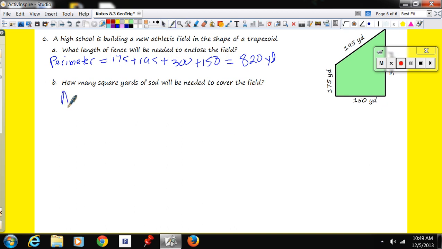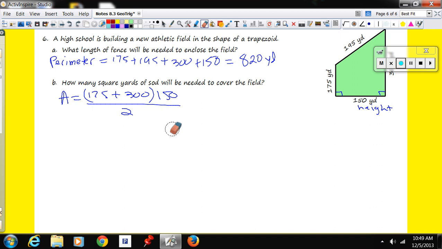Now, it looks to me like they gave me all the information I need, because these are right angles right here. So this is my height. In a right trapezoid, that leg where the right angles are is where the height is, since the height and the bases are always perpendicular. So you know that your bases are 175 and your other base is 300. You're going to times it by the height, which is 150, and divide it by 2.